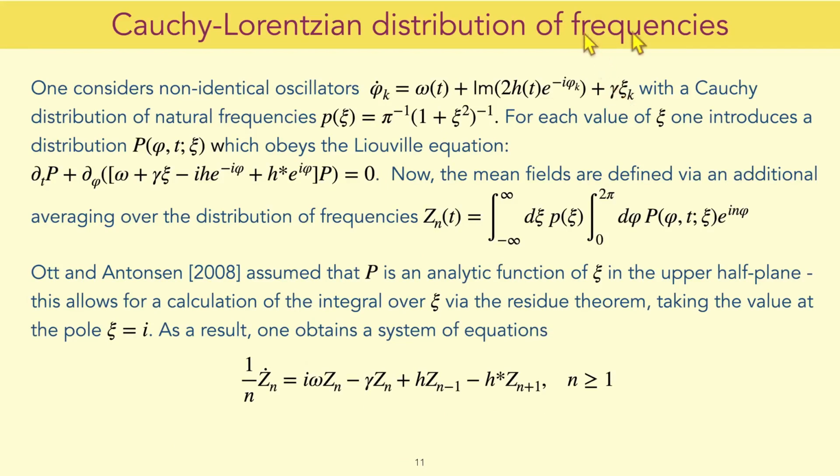What does the Cauchy distribution of the frequencies mean? Now frequencies are different, so you put here some deviation from the natural frequency. This psi is not time dependent, it is not noise, but it is some constant. All frequencies are different, and you take their distribution in the form of the Cauchy distribution. Now the problem becomes more involved, because you have to write the corresponding Liouville equation, the kinetic equation, for each particular psi. So psi is now a parameter in the density. You write this equation for some particular psi, and in averaging you also have an integral over all psi's.